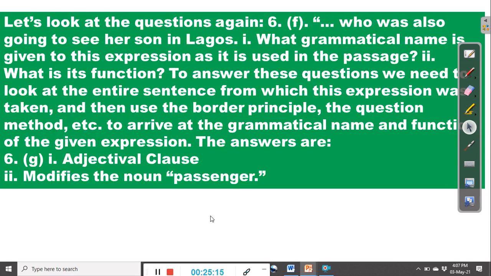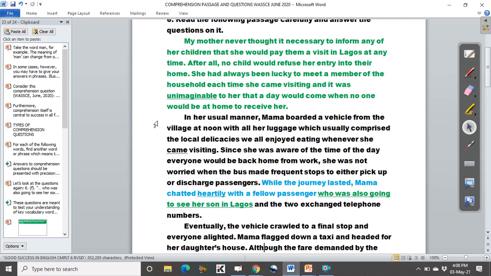Now, I've already stated that we need certain grammatical techniques, devices to answer these questions. To answer these questions, we need to look at the entire sentence from which this expression was taken, and then we use the border principle. I will explain what this means, and the question method to arrive at the grammatical name and function of the given expression. Now, let's go directly to the passage.